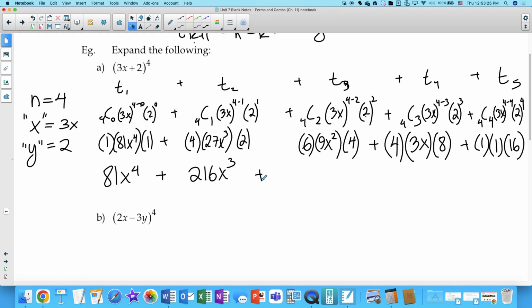Can't do it in my head. 36 times 4. No, sorry. It's the same, isn't it? Is it? No. Yeah, it is. It's also 216, isn't it? Yeah. This is also 216x squared. This guy would be 12 times 8 is 96. 96x. And then plus 16. And that is the full expansion.